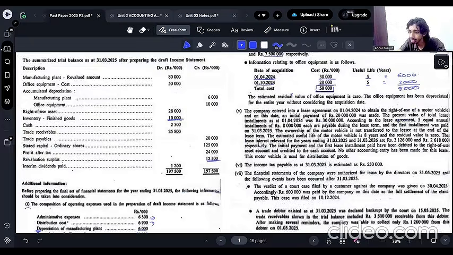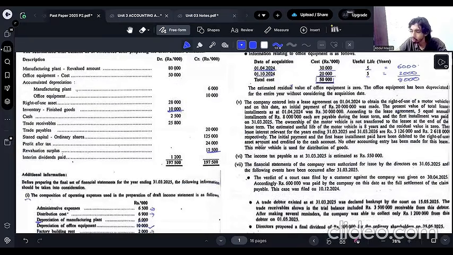The company entered into a lease agreement on 1st of April 2024 to obtain the right of use of a motor vehicle, and on this date an initial payment of 20 million was made. Okay, they made an initial down payment of 20 million. The present value of the total lease installment as at 1st of April 2024 was 30 million. Okay. According to the lease agreement, 5 equal installments.